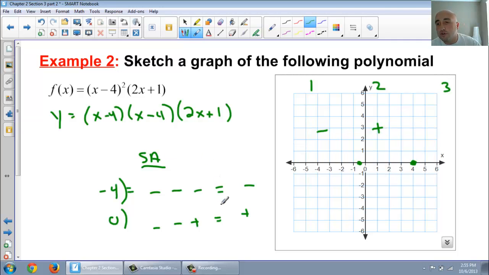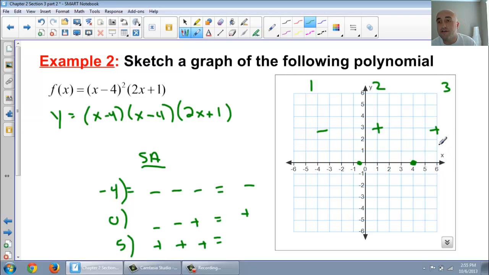And now give me a number to the right of 4. So let's just do 5. 5 take away 4, 5 take away 4 are both positives. 2 times 5 is 10. 10 plus 1 is 11. That is a positive. All positives times positives equals a positive.